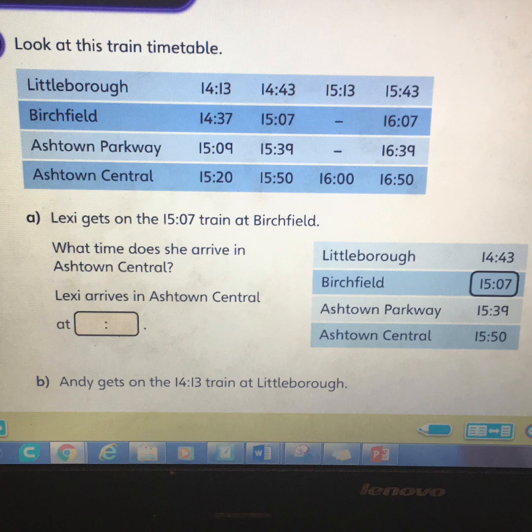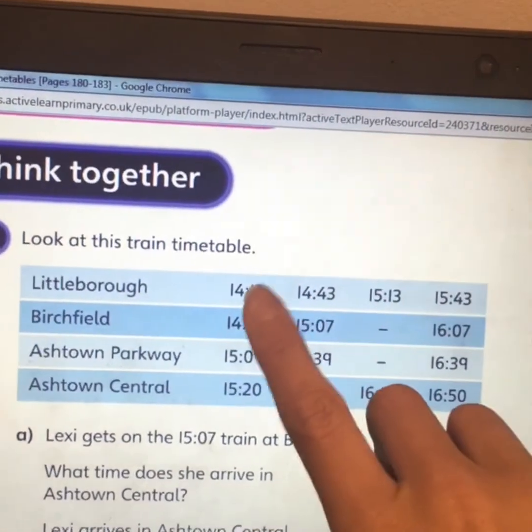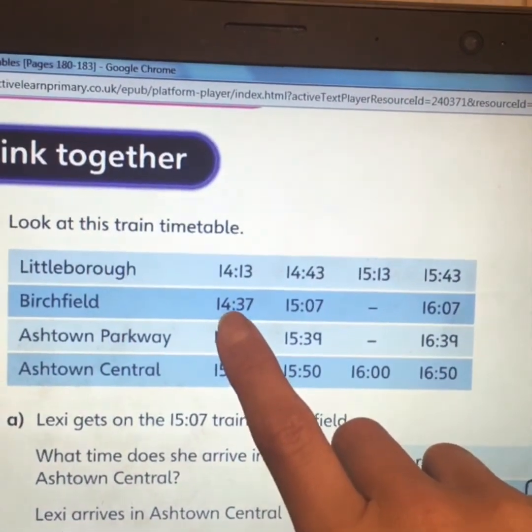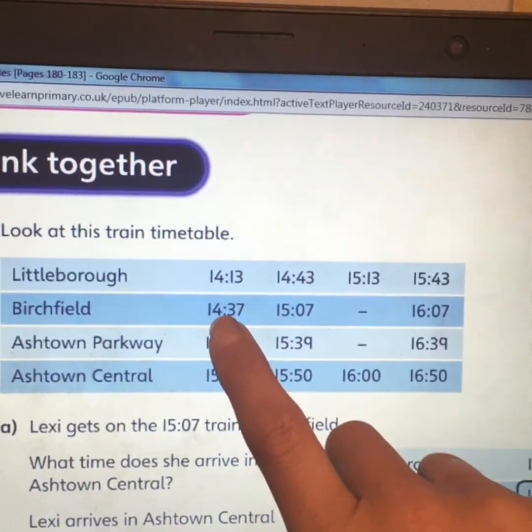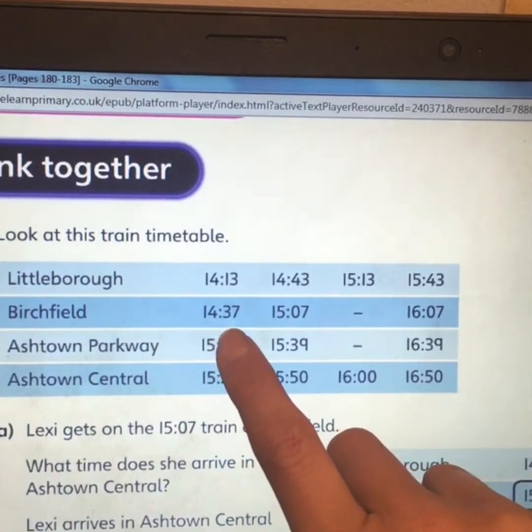Okay, next question. Andy gets on the 14:13 train at Littleborough. So make sure you find that train. How long would it take him to get to Birchfield? Have a go. Okay, so if I'm looking at this timetable then, he gets on the 14:13 from Littleborough and he's going to Birchfield. So he's only doing one stop. So I need to know how long would this journey take? What's the difference between 14:13 and 14:37?